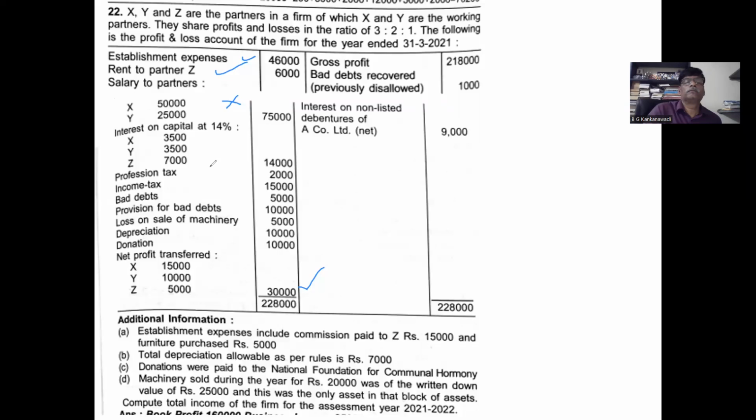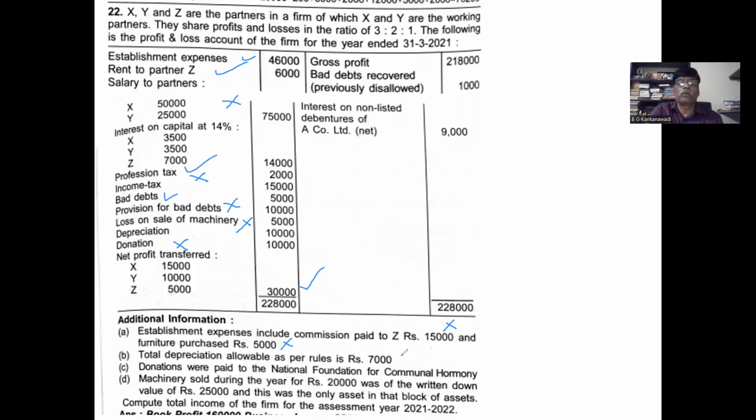Profession tax allowable. Next is income tax. Income tax disallowed. Bad debt allowable. Provision for bad debt disallowed. Loss on sale of machinery disallowed. Depreciation you check. Donation disallowed. Okay. Come to the adjustment. Commission to the partner disallowed. Furniture purchase disallowed.